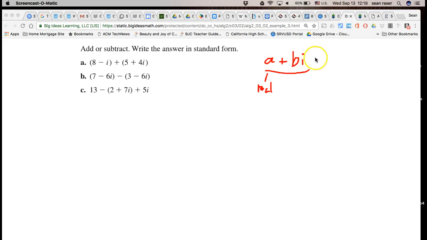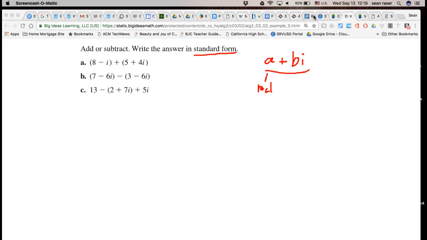So i is your imaginary component, b is a coefficient that it may have. So a standard form for a complex number is just a complex number written with a real component and an imaginary component. So you can see here, each of these are complex numbers that we're either going to be adding or subtracting, and they each have a real and an imaginary component.